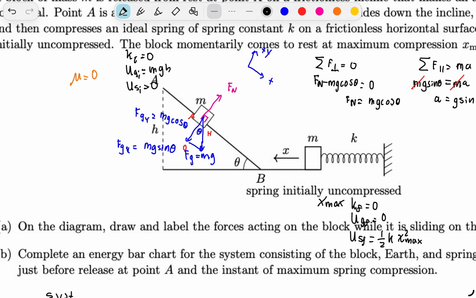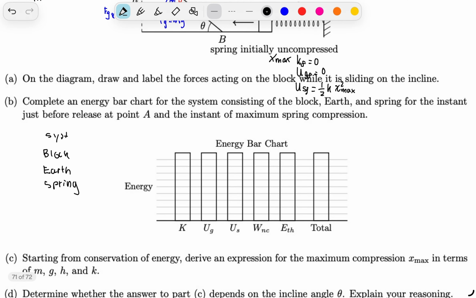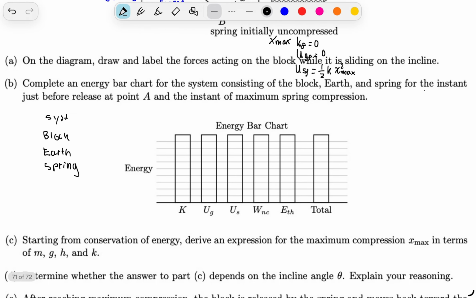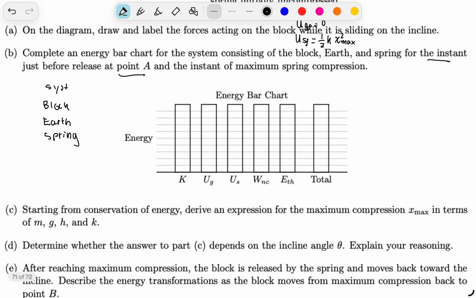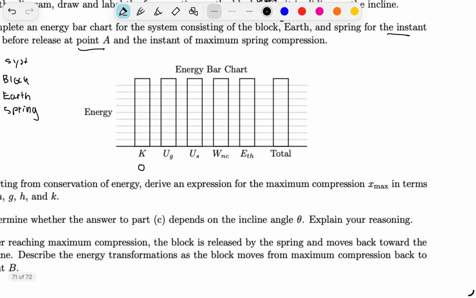Now, in this case, we also have no friction. So our non-conservative work is equal to 0. So the thermal energy that is generated is equal to 0. So now, for our energy bar chart, we can fill this in. This is for when we are at the instant just before point A. So before point A, we have 0 kinetic energy. We are going to have Ug equals mgh, so that's going to be maximum here when we are at point A.